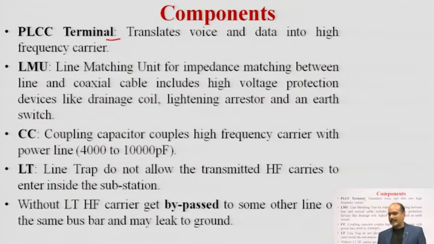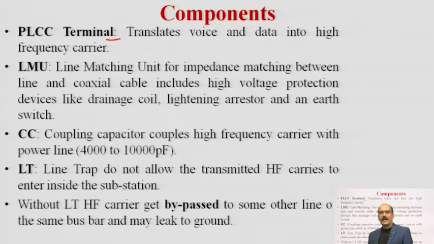Now, the second point is the line matching unit. When we are talking about the line matching unit, basically this line matching unit is required for impedance matching purposes, because you know that when you are going to transfer any power through a transmission line, at the receiving side a proper impedance matching has to be done. If there is no proper impedance matching, there may be some reflected signals, and those reflected signals will create some kind of disturbance or other problems in the regular transmission.